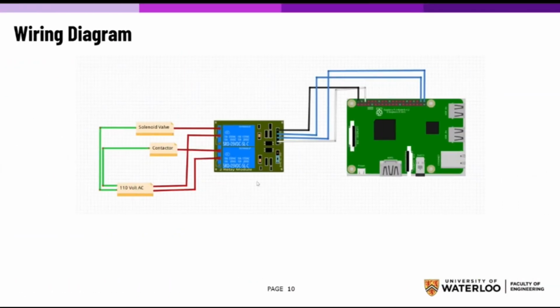So this shows the wiring diagram. Here we have the Raspberry Pi module, here we have the relay module, and here we have the relay module connected to the solenoid valve and the contactor through 110 volts AC. So the contactor and solenoid valve are both powered from 110 volts AC, which passes through this relay module.